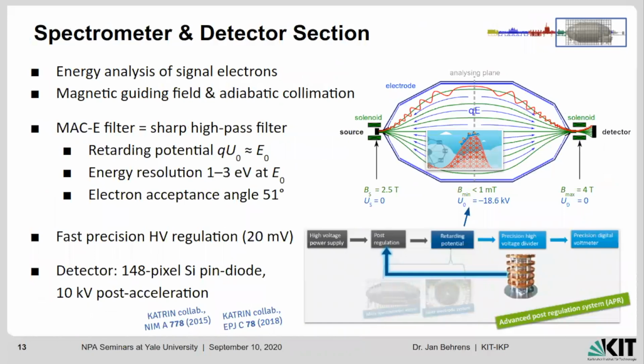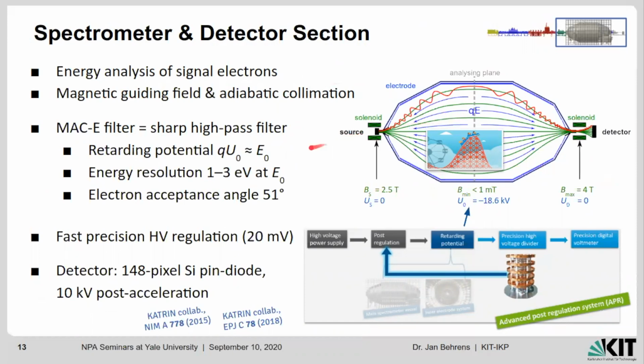Now in the spectrometer and detector section, we perform the energy analysis of the signal electrons, as I already mentioned. We have a magnetic guiding field where the magnetic field goes from a few Teslas at the entrance and end of the spectrometer to less than a millitesla in the center, and I will explain on the next few slides why we use this setup.